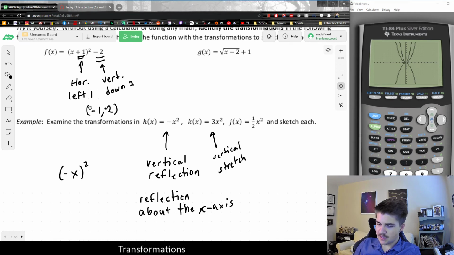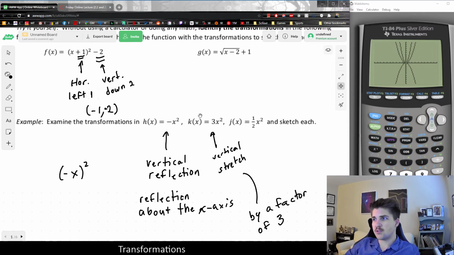Or we could say it's been stretched vertically by a factor of 3. That would be a more proper way to say it, by a factor of 3. And obviously a larger and larger number to which I'm multiplying by would have a more extreme impact. It would get narrower and narrower, or it would stretch it further and further.